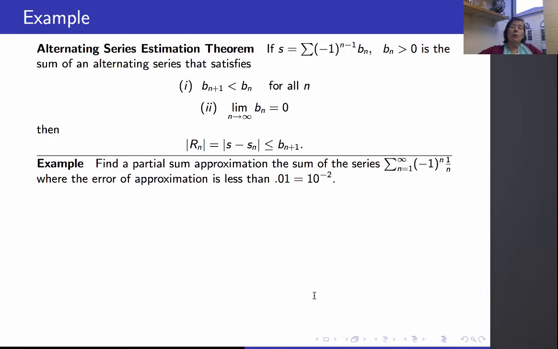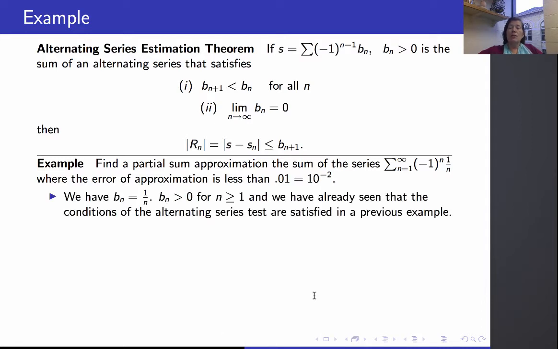Well, how might we use this? Suppose I want to find a partial sum approximation to the sum of the alternating harmonic series, where the error of approximation is less than 0.01. Now, here the positive part of the nth term is bn, it's 1 over n. It's positive for n greater than or equal to 1, and we've already seen that both conditions 1 and 2 of the alternating series test are satisfied. So this series certainly converges.